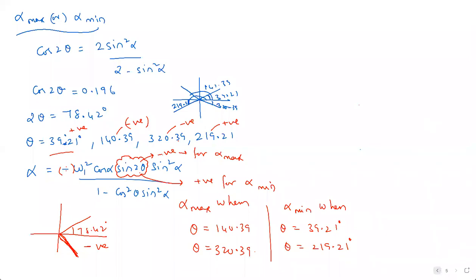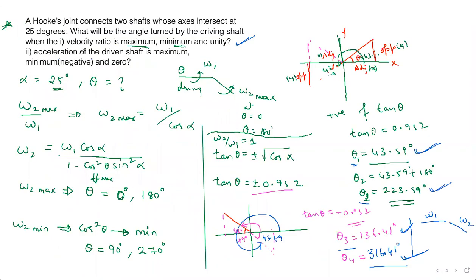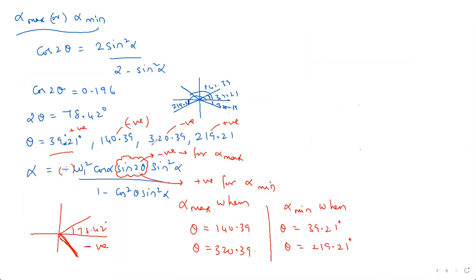The next question we have seen is, see, we have even solved these conditions. Maximum, minimum is done, and now zero. When is the acceleration of driven shaft zero? At what angle? So we'll go again to the equation which we already have written here.